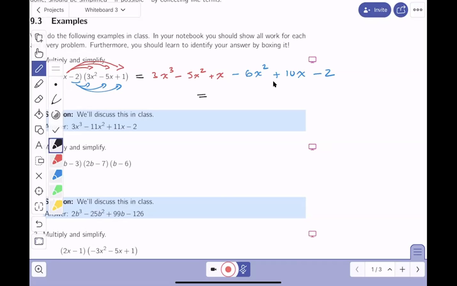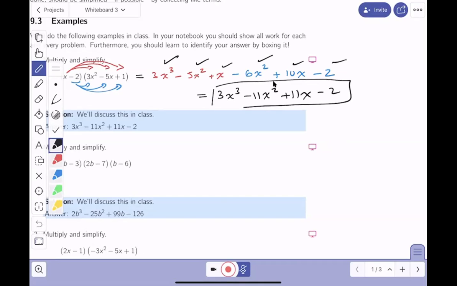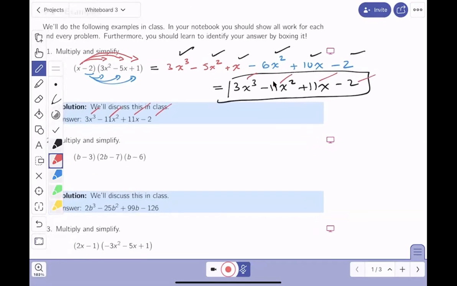After you do that, you have to combine like terms. I like to go in order. First thing I see is 3x cubed. Then I see squares. How many do I see? Minus 11x squared. Then I see the linear term, x and 10x is 11x. And then I see that constant in the end, which is minus 2. Let's get a red pen out and see if we got it right. 3x cubed minus 11x squared plus 11x minus 2. Let's go to the next example.